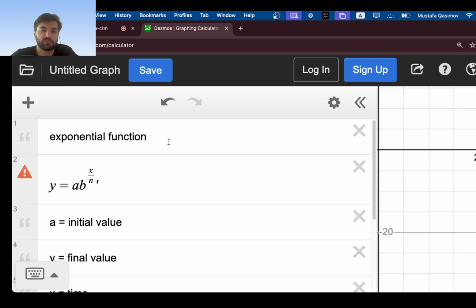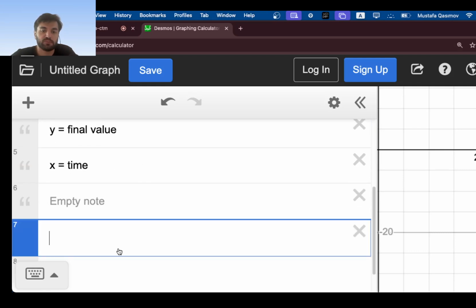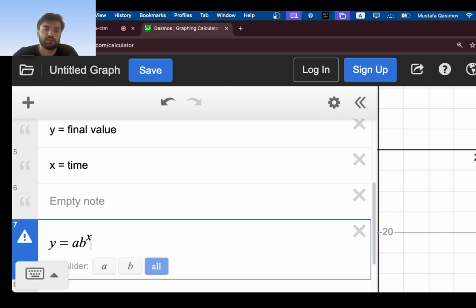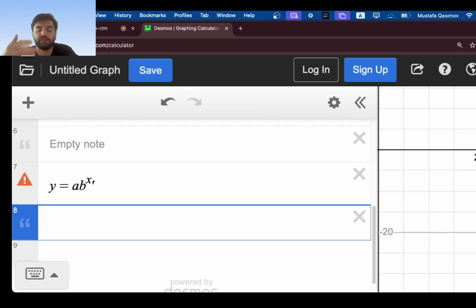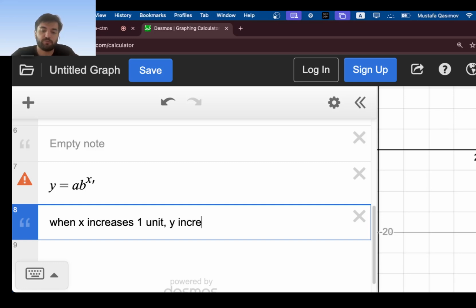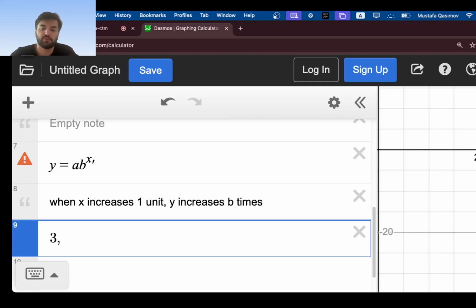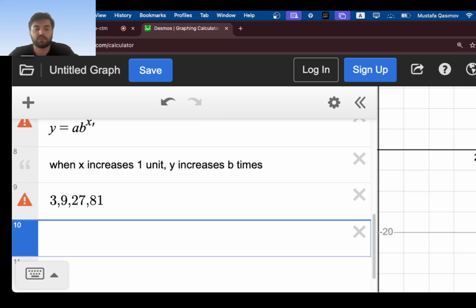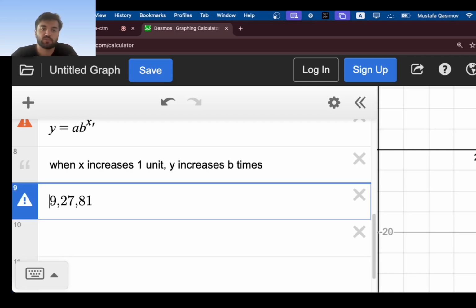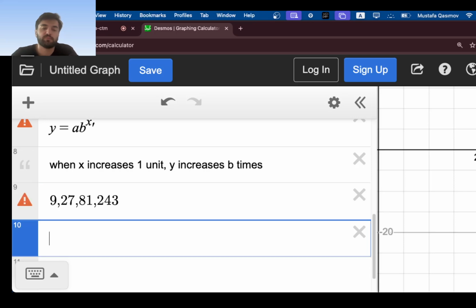But first let's look at this one. Y is equal to a times b to the power of x. Here, the definition of b is something like this: when x increases by 1 unit, y increases by b times. If you remember this example, what's b here? It is 3, right?